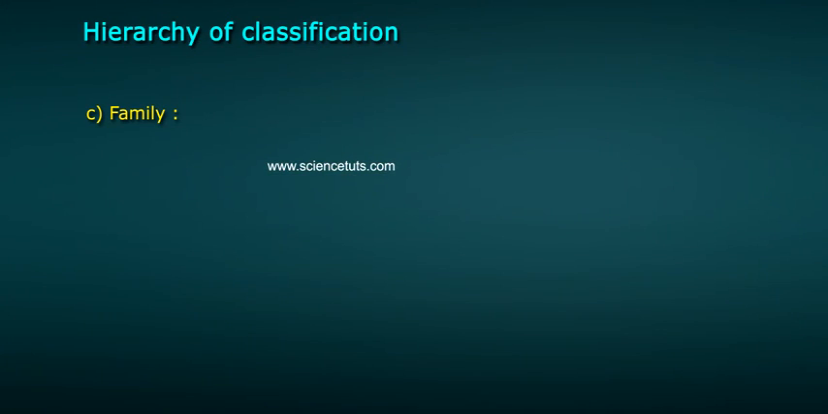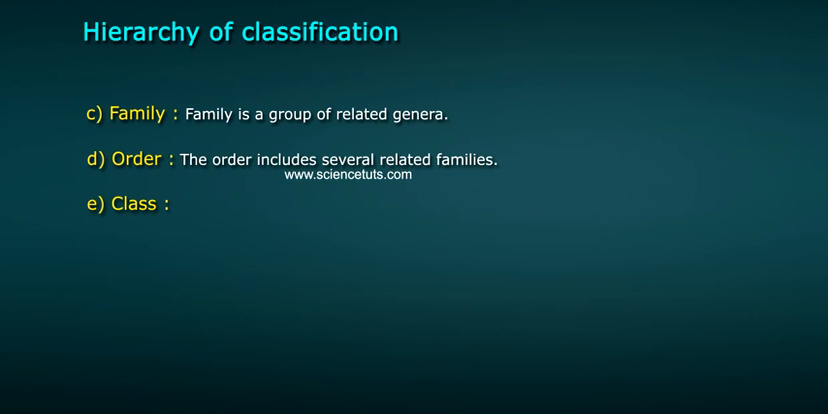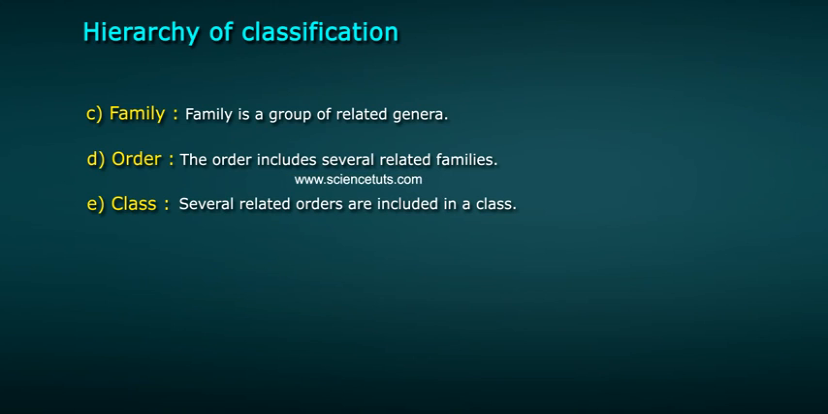C. Family. Family is a group of related genera. D. Order. The order includes several related families. E. Class. Several related orders are included in a class.